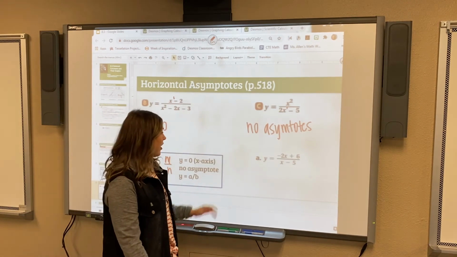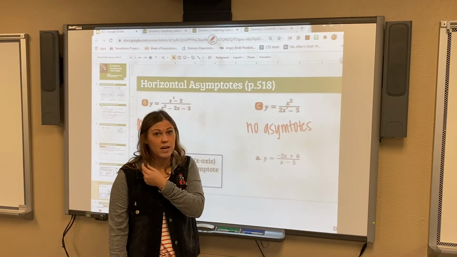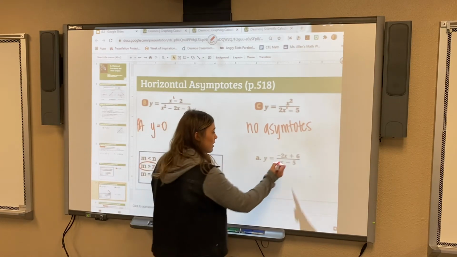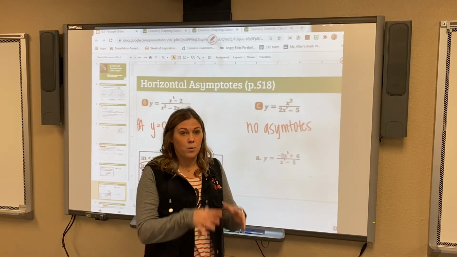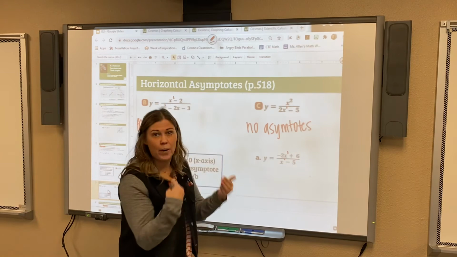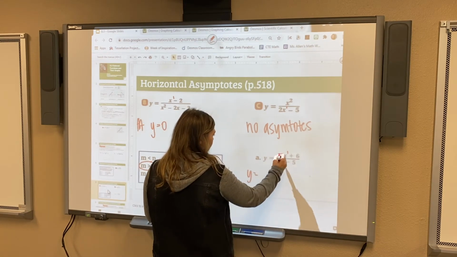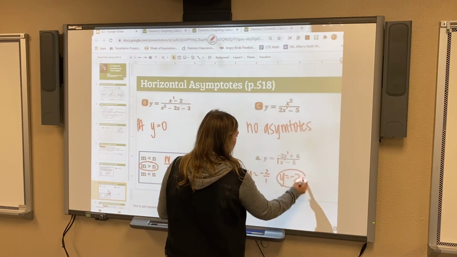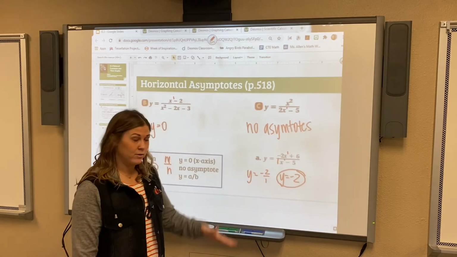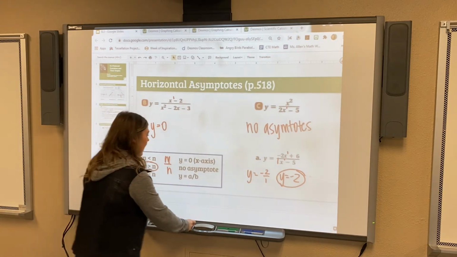And then here at this one, if we have negative 2x plus 6 and then the x minus 5, now we look at the degrees here. This is a 1 over 1. If you notice, they're both just x's. So those kind of cancel out. That's how I think about it. They cancel out and you just look at your front. So y equals negative 2 over 1, or just y equals negative 2. So your asymptote would be at negative 2. Okay? So that is that.